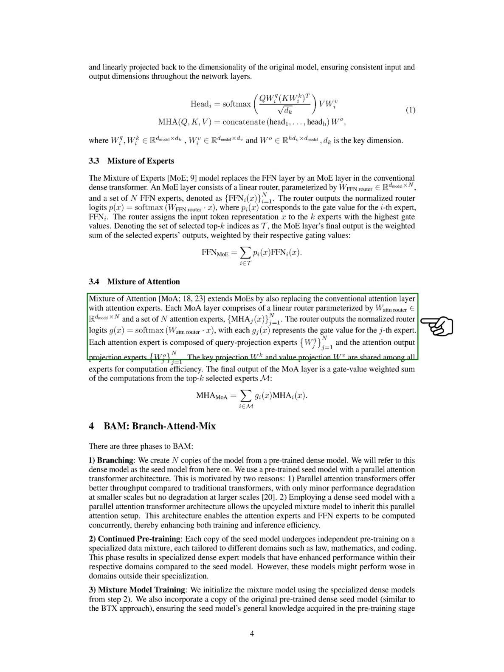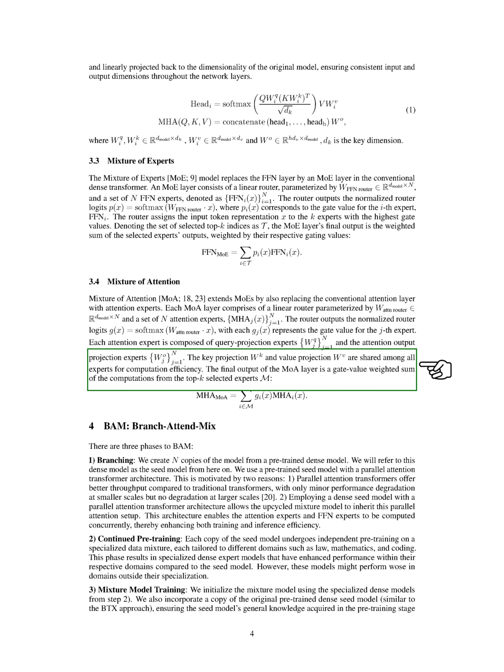Lastly, we examine the mixture of attention, which extends MoEs by substituting the traditional attention layer with attention experts. Each MoA layer features a linear router and multiple attention experts. The router produces normalized logits that indicate the gate values for each expert. Each attention expert consists of query and output projection components, while the key and value projections are shared for efficiency. The final output of the MoA layer is a weighted sum of the computations from the top selected experts.